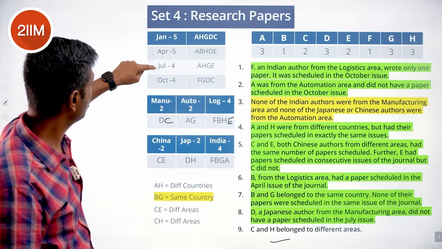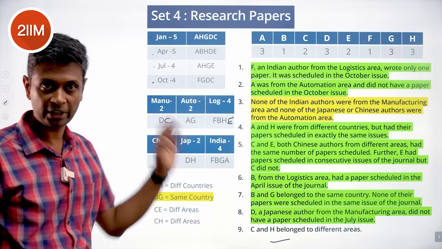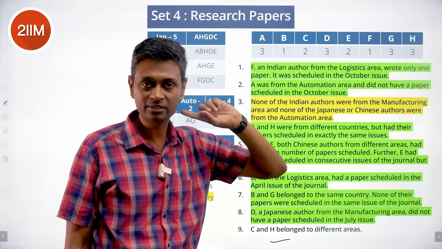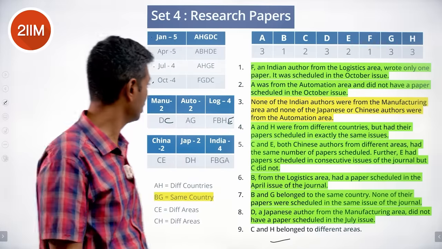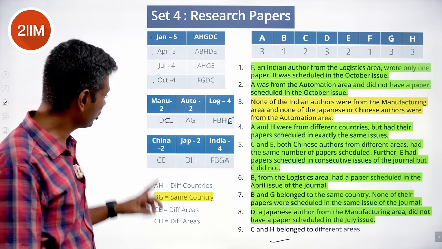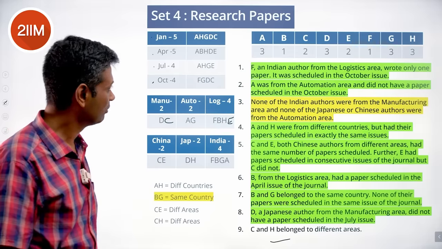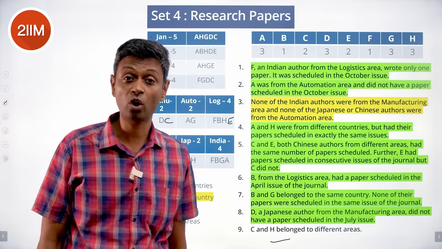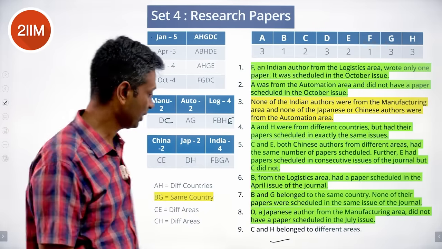Jan, April, July, October, 5544, we've completed that. We've completed the grid, how many papers each one has published. We've done who's from manufacturing, who's from automation, who's from logistics. We've broken China, Japan, India. We've got the entire grid. Hopefully, all the questions should kind of take care of themselves. Let's attack them.